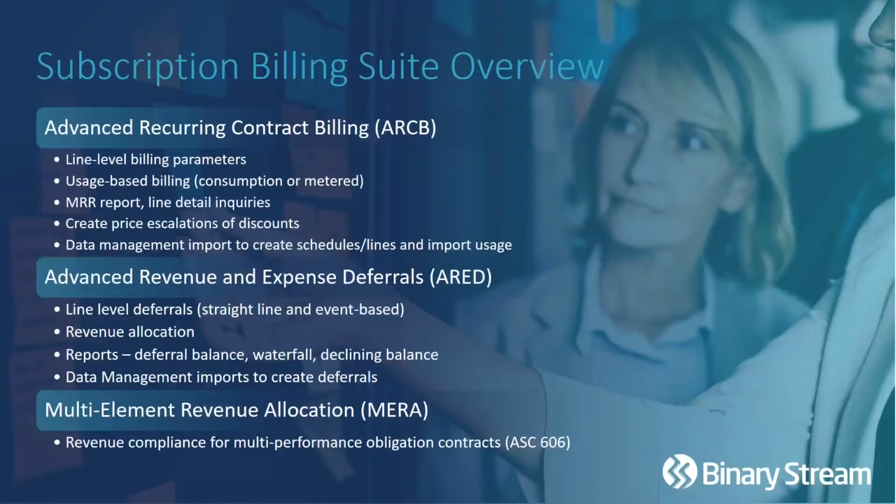Okay, so to take a look at some of the actual components of Subscription Billing Suite, I've laid them out here. There's essentially three large components. We love our acronyms, specifically the four-letter ones. So ARC-B is the Advanced Recurring Contract Billing product. That's the one where you can specify exactly what is to be billed and when.